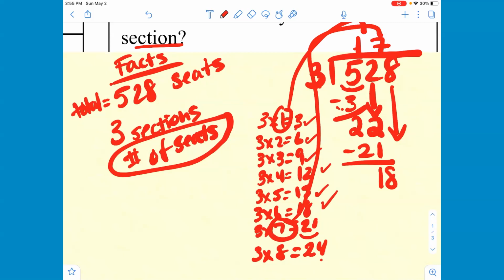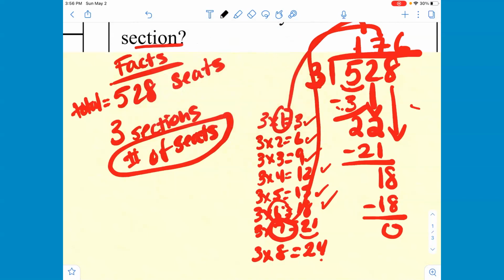Oh, I can make a certain number of groups of 3 with this 18. An exact number would be 6, putting that up there. 3 times 6 is 18. 18 minus 18, I'm going to get no remainder. There's no more numbers to bring down. So I get an answer of 176.